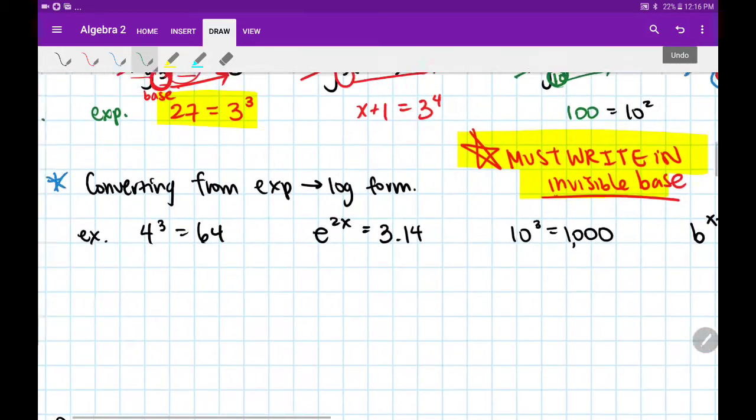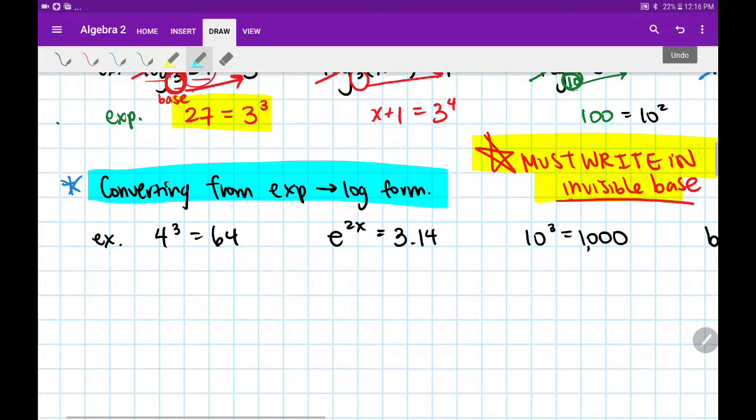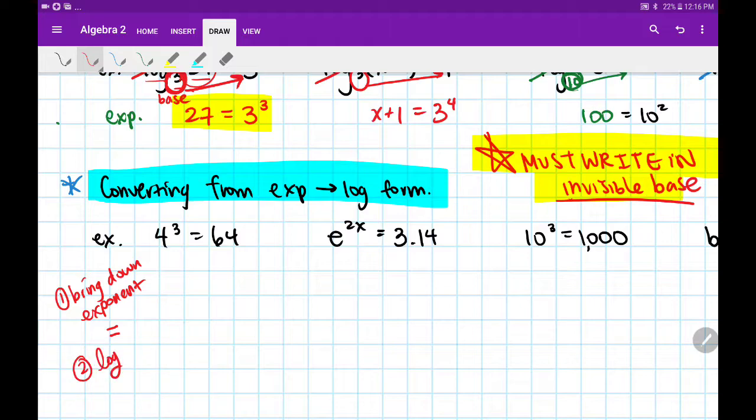Great. So to convert backwards from exponential to log, this is our pattern. Number one, you bring down the exponent, and then you write an equal sign, and then you're going to write the word log, because if you're going into log form, you need to see that word. So don't get stuck. Bring down the exponent, set it equal to the log, and then we're going to put the base and then the last number that remains, like this.